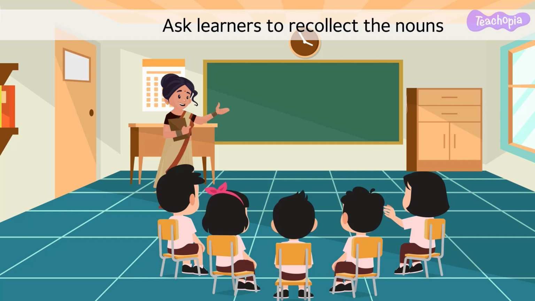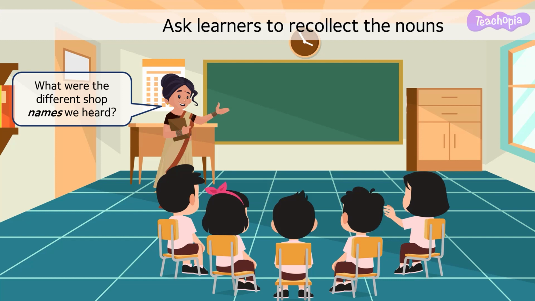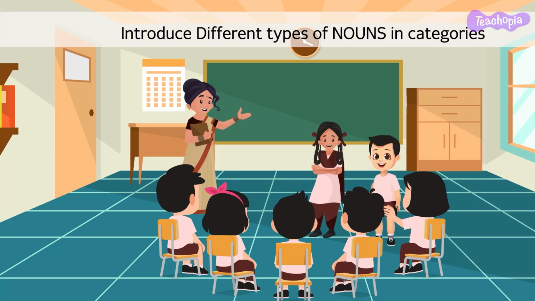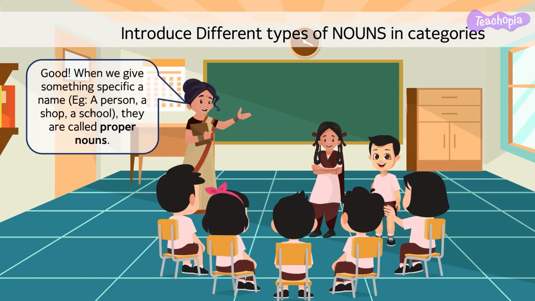Once this exercise is done, ask the learners questions that help them recollect information about the types of nouns they have used in their conversation. What were the different shop names we heard? Valli's Cycle Shop. Apurva's handrail store. Through their responses, introduce them to different types of nouns and help them categorize them. Good. When we give something a specific name, for example, a person, a shop, or a school, they are called proper nouns.